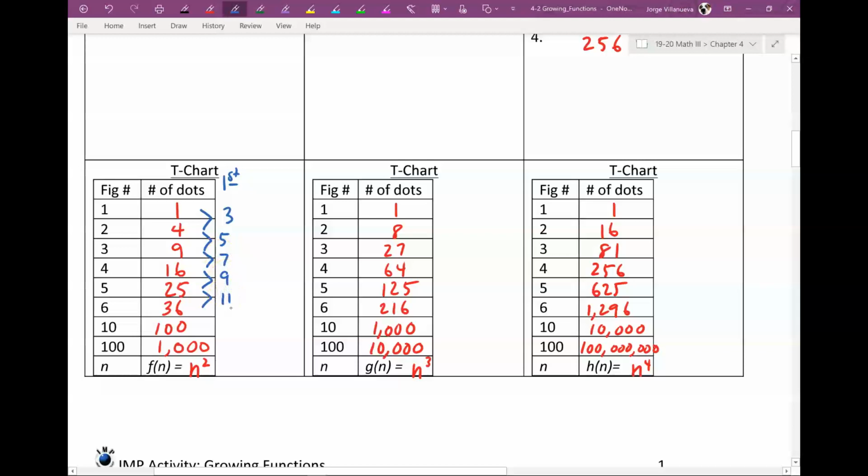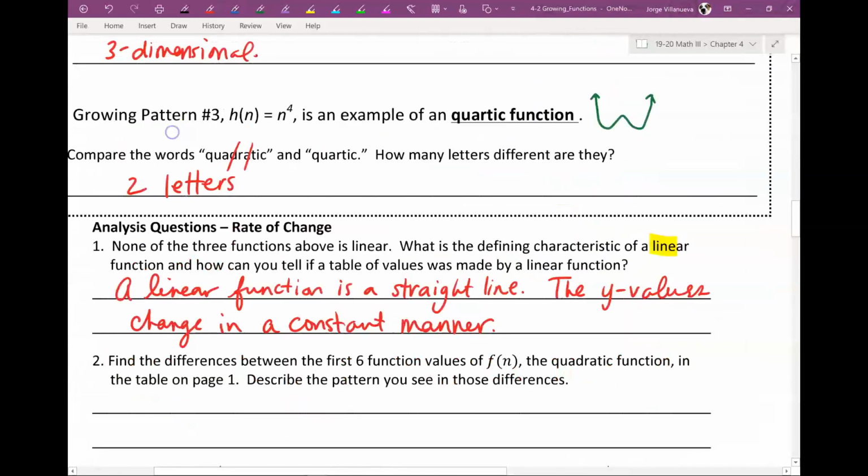Okay? All right, great. I did what they told me to do in question number 2. They said subtract the first 6 values. What do they want me to do with it?